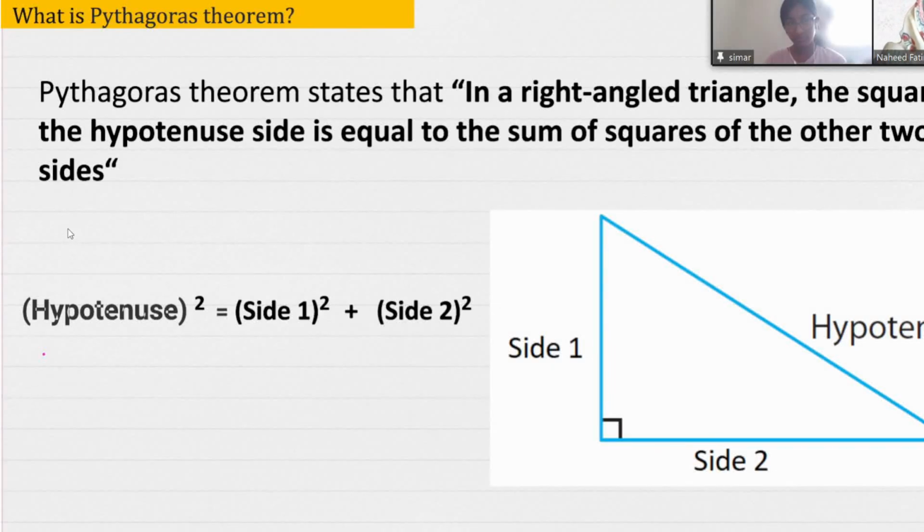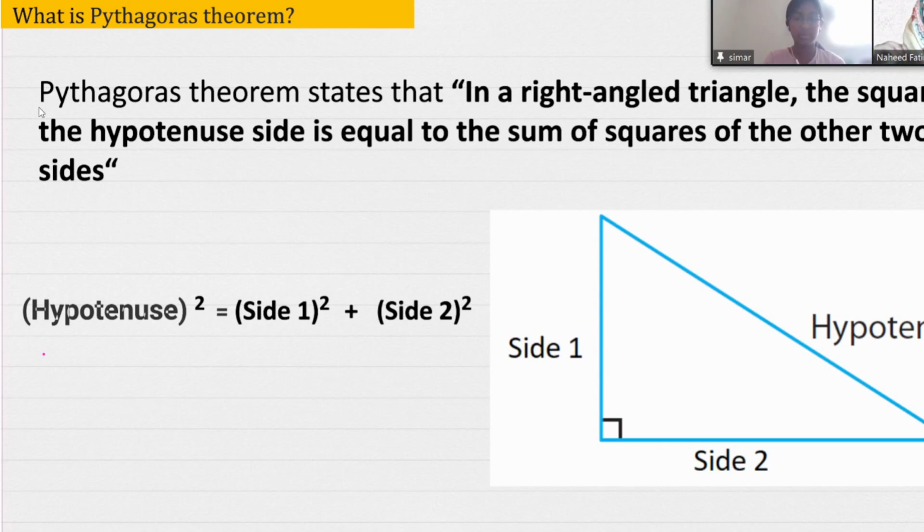Okay. So now the main theorem, Pythagoras theorem basically. Can you just read this theorem aloud? Pythagoras' theorem states that in a right-angled triangle, the square of the hypotenuse side is equal to the sum of squares of the other two sides.